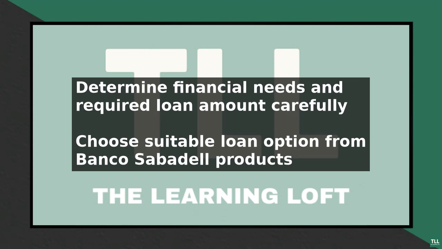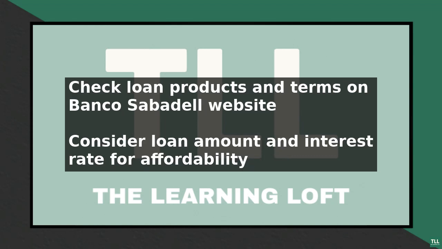and repayment terms. Consider factors such as the loan amount, interest rate, and repayment period to ensure you can afford the monthly payments. Next, gather the necessary documentation, which typically includes your identification, proof of income, and proof of residence. You may also need to provide additional information, such as your employment history and credit history.